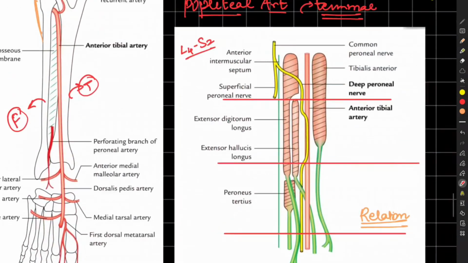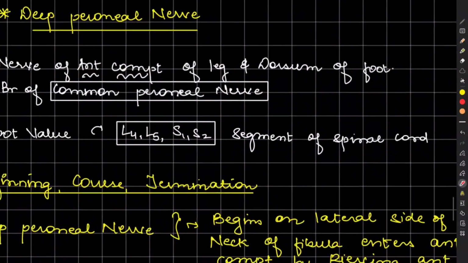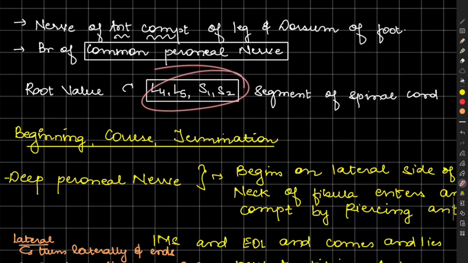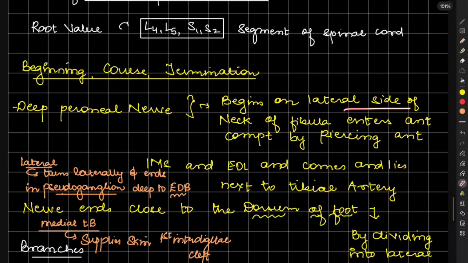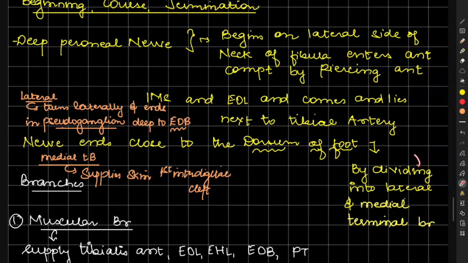So if we revise the course once again: continuation of the common peroneal nerve, pierces the anterior intermuscular septum, then the extensor digitorum longus, and then lies next to the anterior tibial artery. Okay, so deep peroneal nerve of the anterior compartment, branch of the common peroneal nerve, root value L4, L5, S1, S2, begins at the lateral side of the neck of the fibula, enters the anterior compartment by piercing the anterior intermuscular septum and extensor digitorum longus, and lies next to the tibial artery. Nerve ends close to the dorsum of the foot by dividing into the lateral and the medial terminal branches.